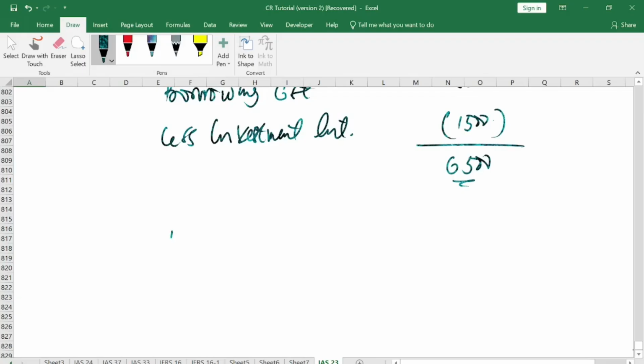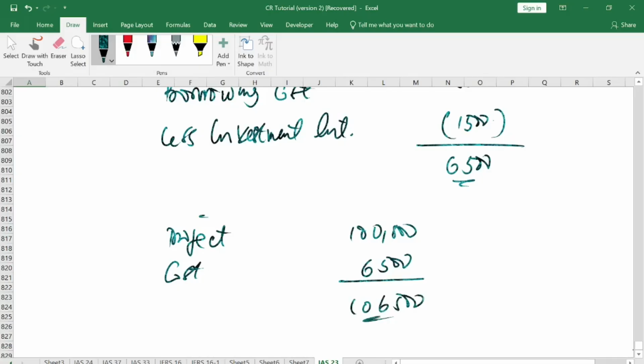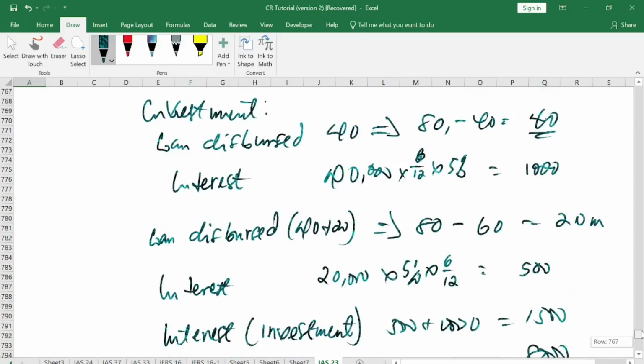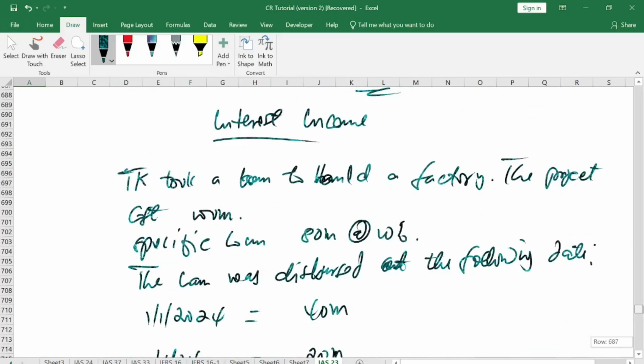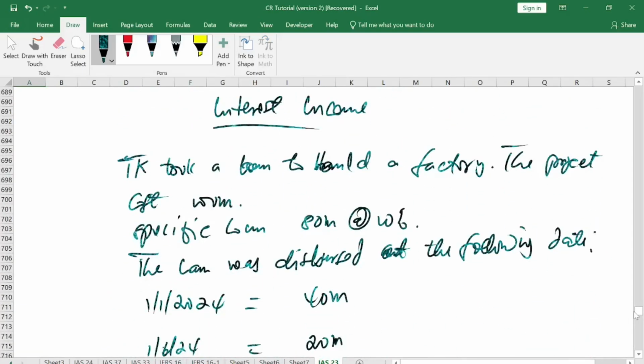So you will have your project costs. How much did it cost you? The project cost is 100 million, or 100,000. This is how much it's going to cost you for the project, and you took a loan, so the borrowing cost to be capitalized is now 6,500. That's all. Okay. So that is how interest is accrued when you invest part of the loan.